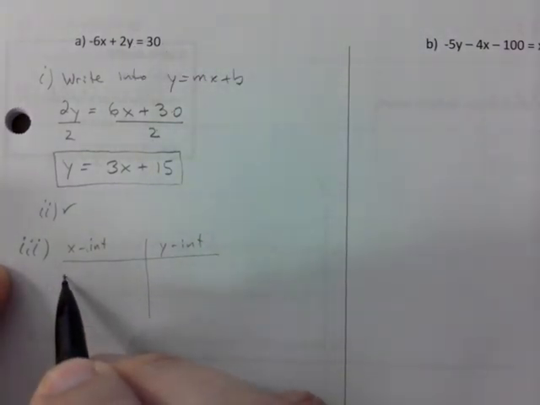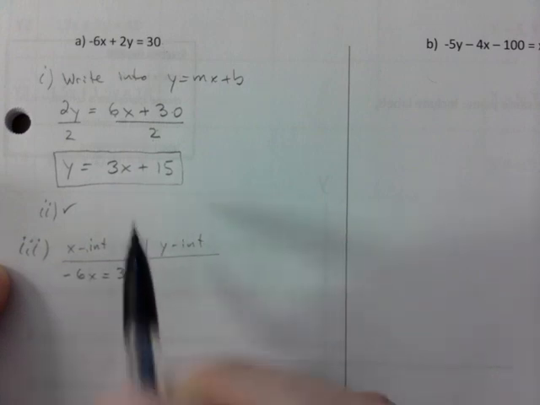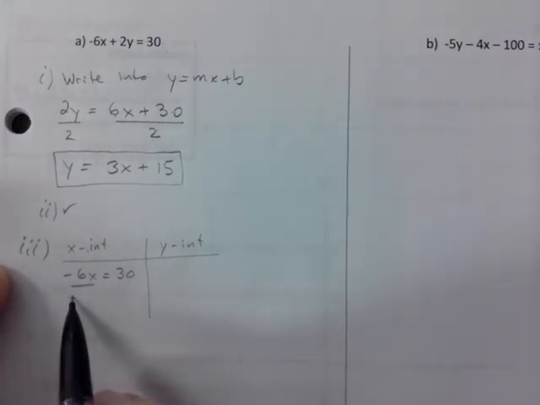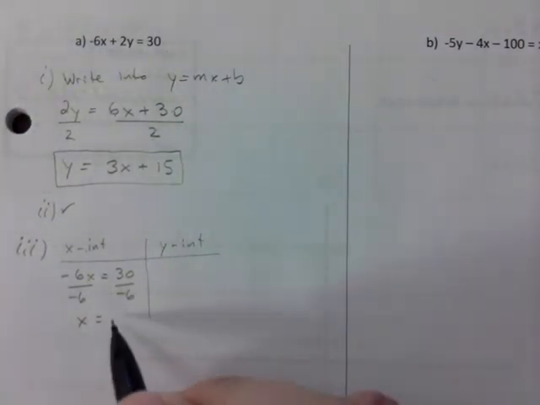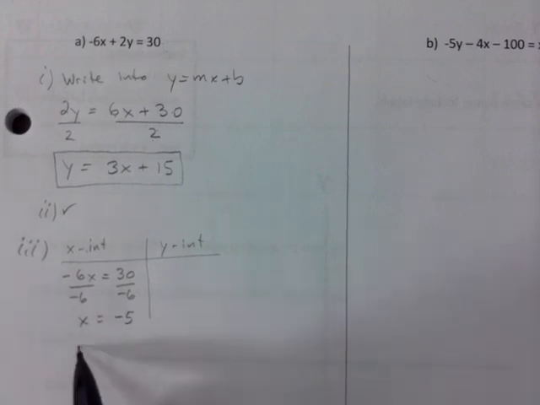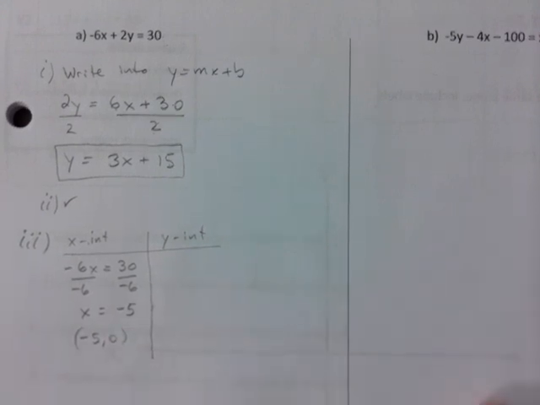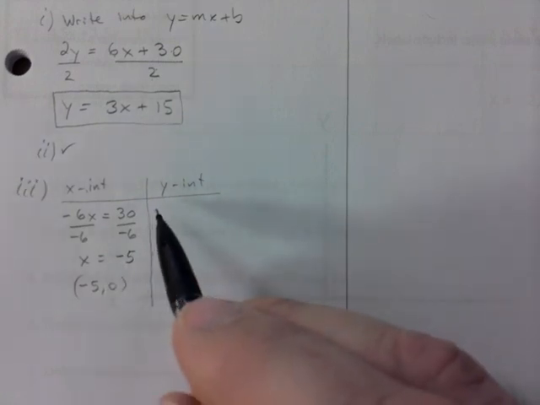So when it's x-intercept, y is equal to 0, right? So 6x equal to 30. The 2y disappears. Okay. So x is equal to, very important to get your sign right, -5, right? -5. So I found a point, -5, 0. It shouldn't take up too much space, right? Like just nice and compact.